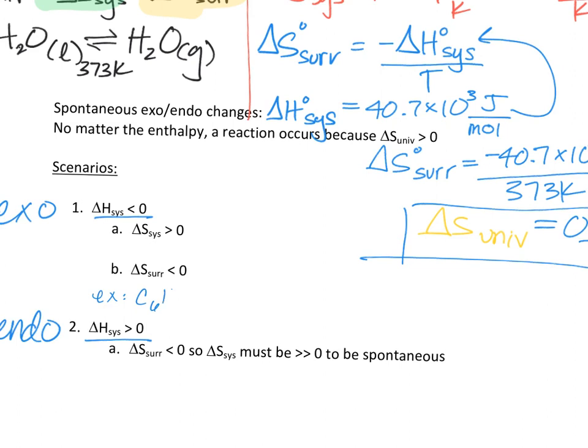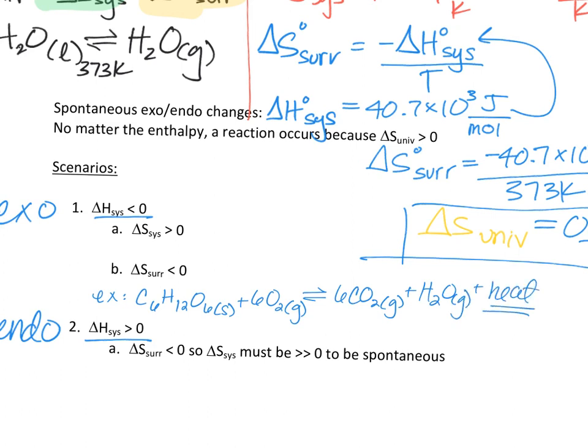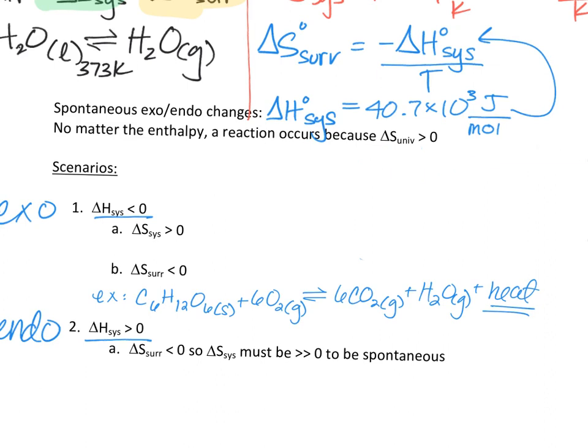the combustion of glucose, turning into carbon dioxide and water. And in this scenario, heat is produced. So that's why it is an exothermic process. Let me just erase this, get this out of the way. Okay, so since heat is released, the surroundings have a greater energy.